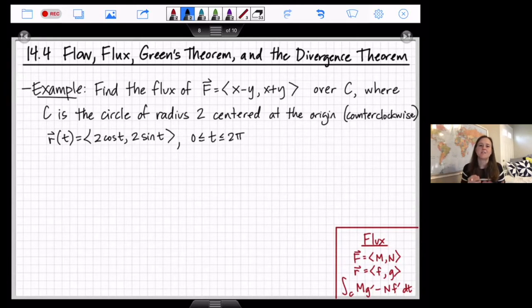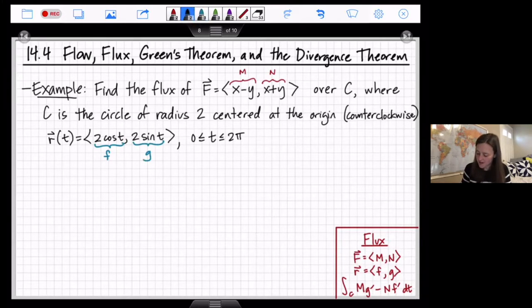All right, so the hard thing about these flux integrals is getting the M, N, f, and g all in the right place. So that's what I'm going to label first. Our M and our N are components of the vector field. So this is M, this is N, and then f and g come from the parameterization of your curve. So that's going to be the 2 cosine t and the 2 sine t.